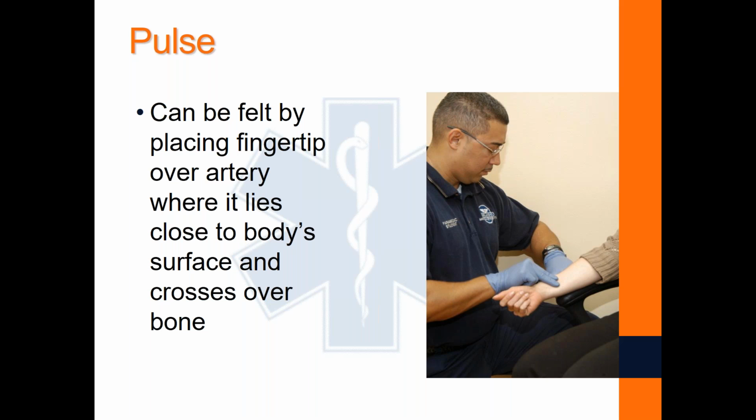So riddle me this. How long are we going to check most patients' heart rates for? How long are you going to put your fingers over that pulse point and check their heart rate for? 15 to 30 seconds. So if I check it for 15 seconds, how do I get what their heart rate is over a minute? Multiply by 4.